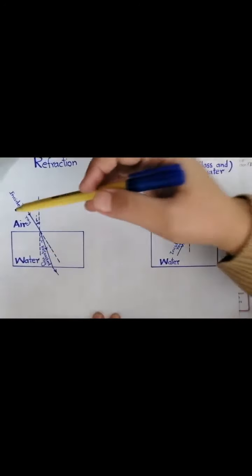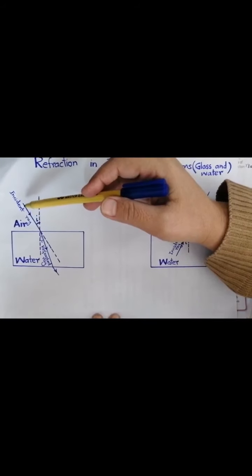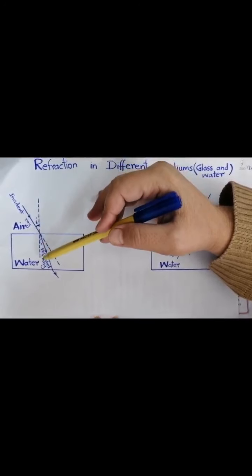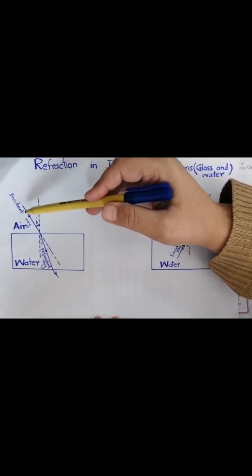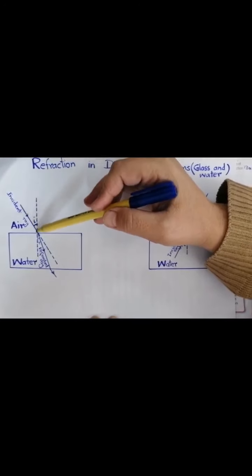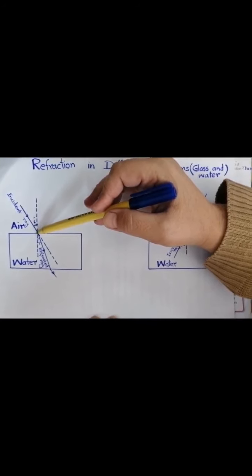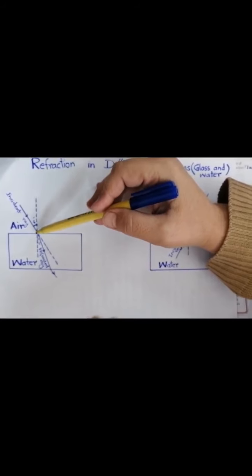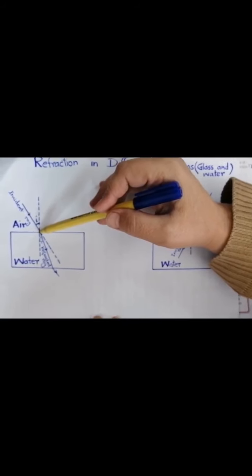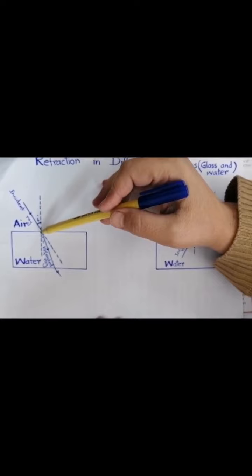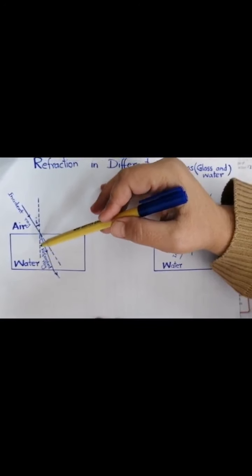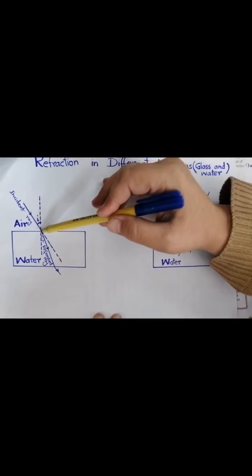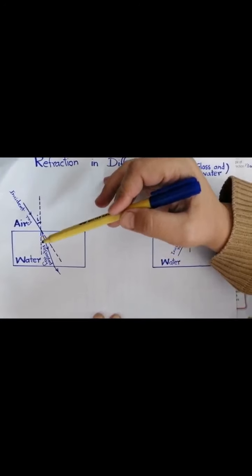We can see in this diagram that the light is entering from air, a rare medium, into glass, a denser medium, and as soon as it enters the water, it changes its path. This is the actual path of the ray of light, but when it enters water, this path changes, it bends, and it bends towards the normal. We know that the normal is an imaginary line that is drawn perpendicular at the point of incidence. This is the point of incidence.